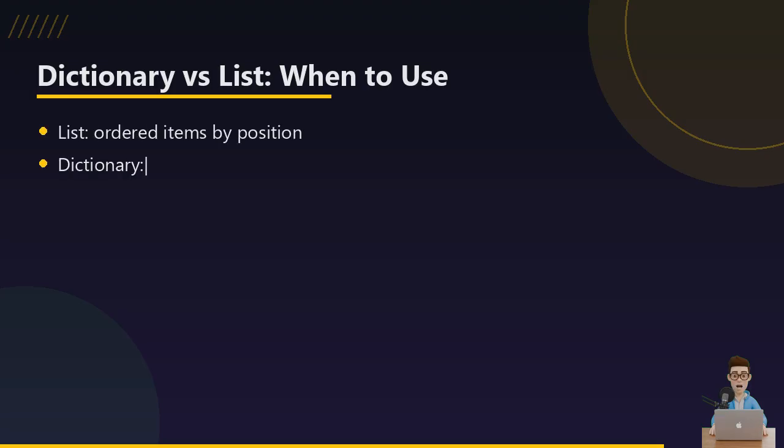People ask when to use which. A list shines when order matters and you think in positions like first, second, third. A dictionary wins when you look things up by a name, like a phone book. The plus of a dictionary is instant lookup and readable keys. The minus is it uses a bit more memory, and honestly some folks reach for it when a simple list would do. Match the tool to how you actually search.